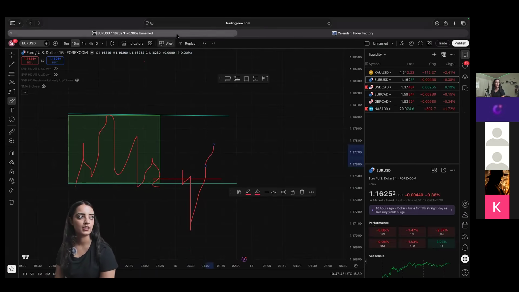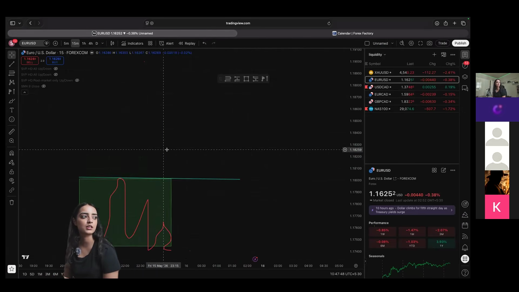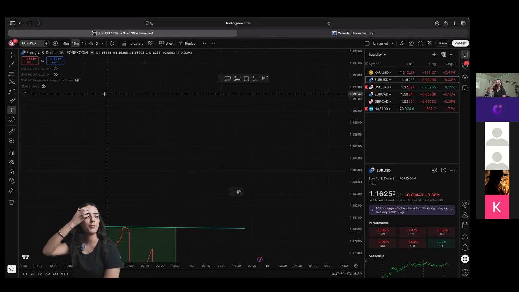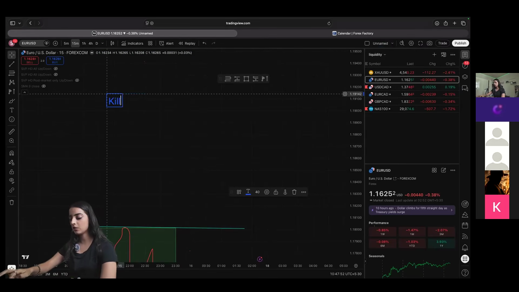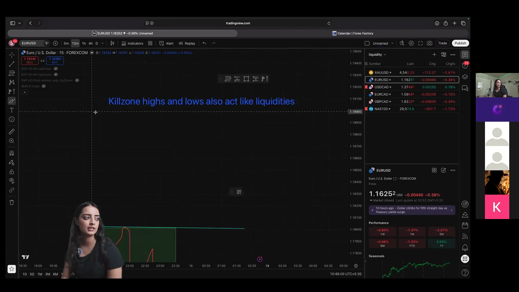Okay, so this is what I said. Now I also said that we have something called kill zones, right? Kill zone is the 1 hour before the session opens. Kill zone highs and lows also act like liquidities. Let's say this is the zone of London kill zone.